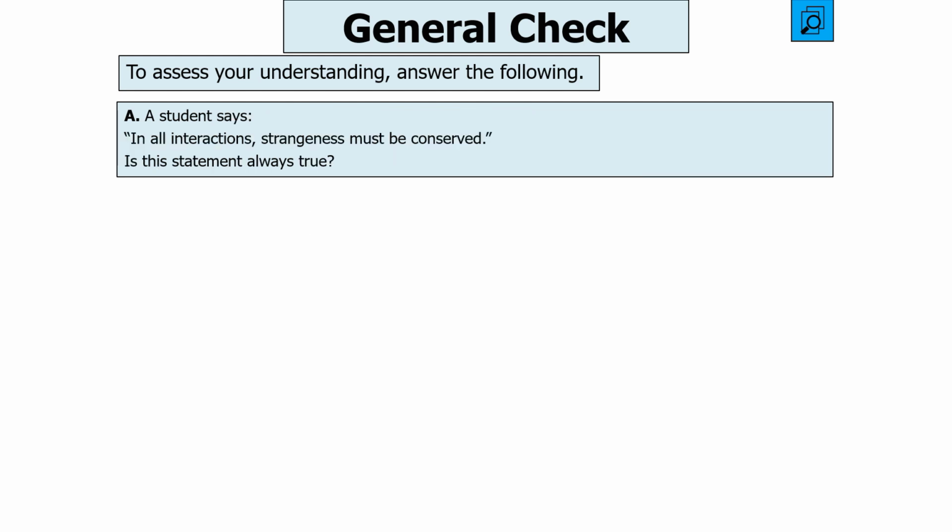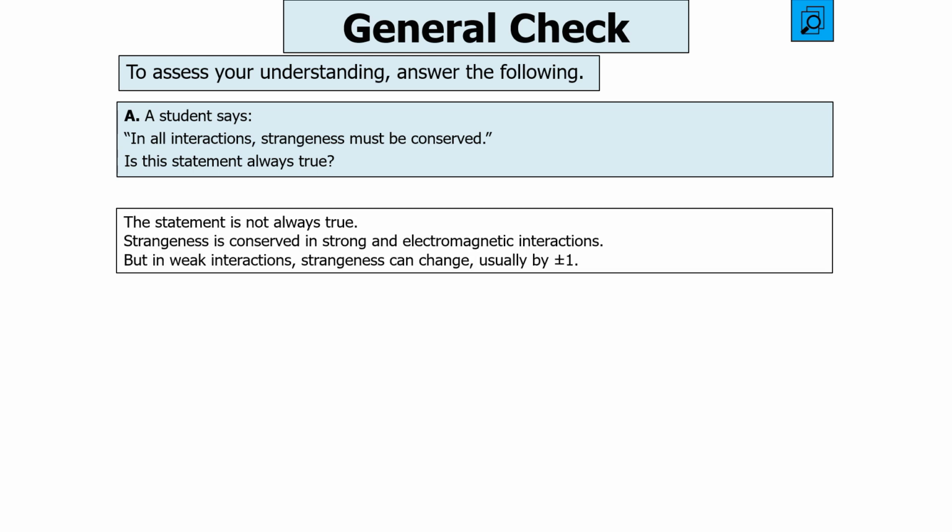The next question says, a student says, in all interactions strangeness must be conserved. Is this statement always true? So pause the video now, then unpause the video when you want to go through your answer. Now this statement is not always true. Strangeness is conserved in strong interactions and electromagnetic interactions, but in weak interactions strangeness can change by either plus 1 or minus 1.